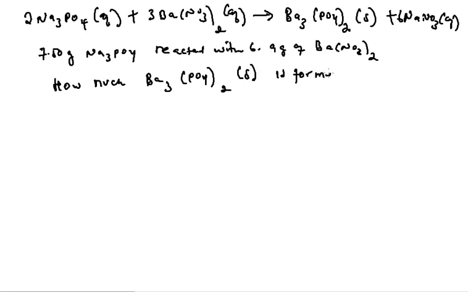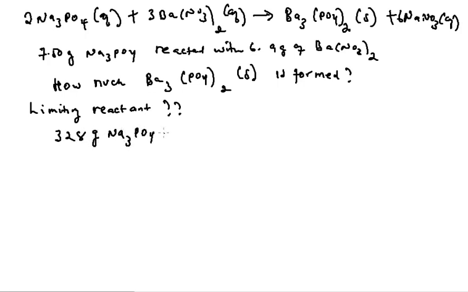So in order to find this answer, we need to know what is our limiting reactant. Okay, that's the first and the primary issue, to find out our limiting reactant. So in the previous slides we saw that the molar mass of sodium phosphate was 328 grams of sodium phosphate react with 261 grams of barium nitrate.